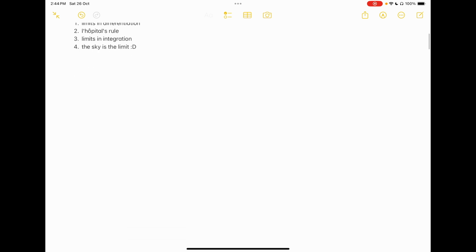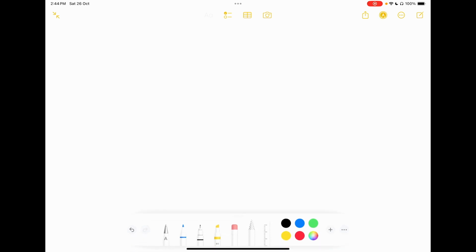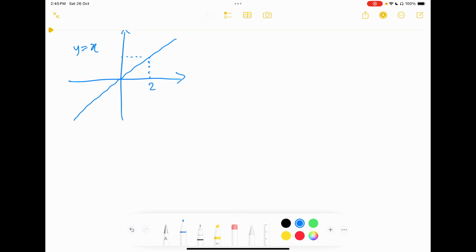All right, so let's start. So the basic idea of a limit is if I were to take a function, say for example, if I were to take the very simple function y equals x. So this is the function y equals x. And if I were to take the point at x equals 2, and I want to find the value of this function at x equals 2.